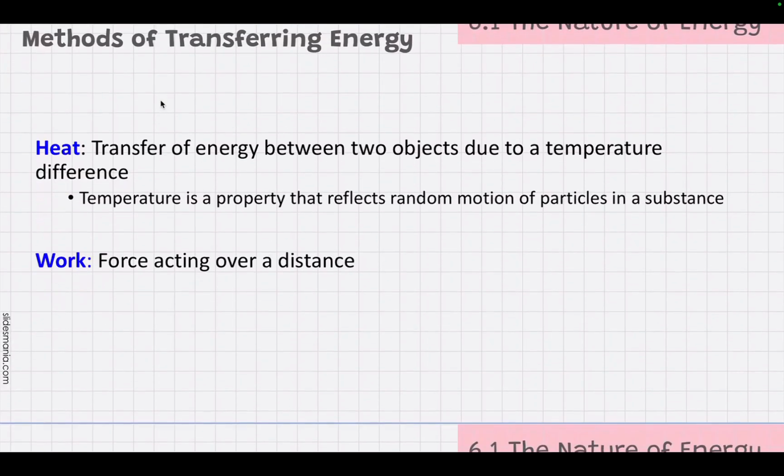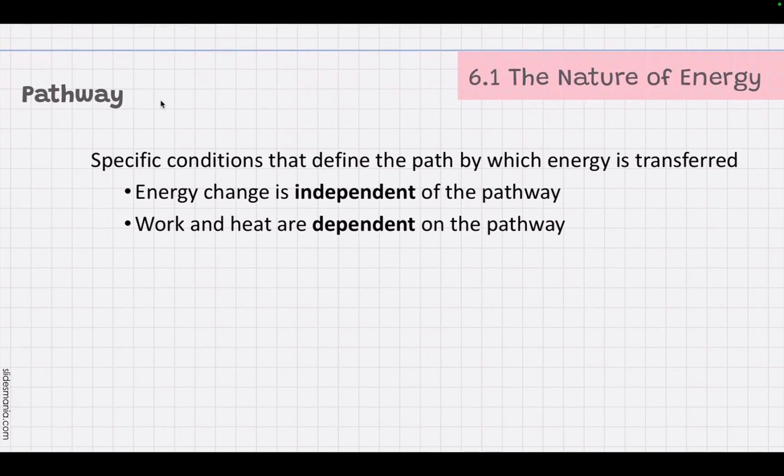So heat and work are both ways of transferring energy. Heat is always transferring from temperatures that are high to temperatures that are lower. And work is a transfer of energy as force is acted over a distance. Pathway: the pathway that some of these things like energy and work go through as they change. The energy is independent of the pathway, whereas work and heat are dependent on the pathway.